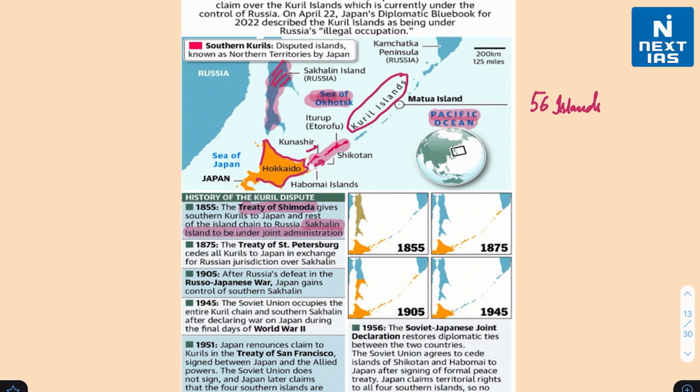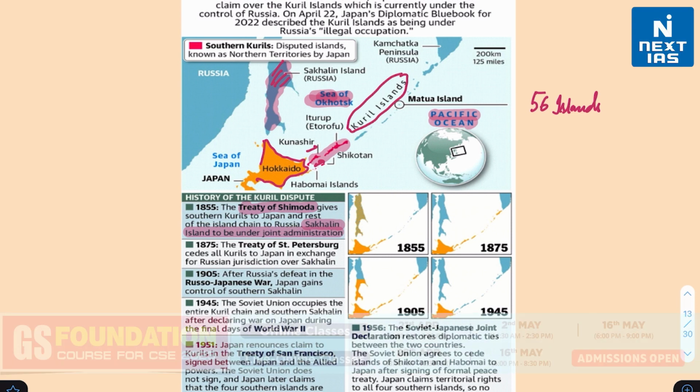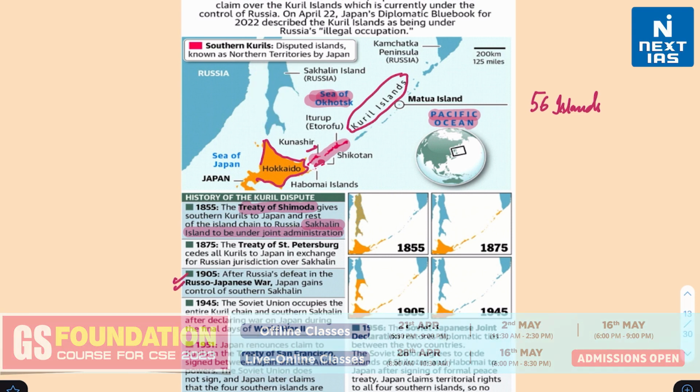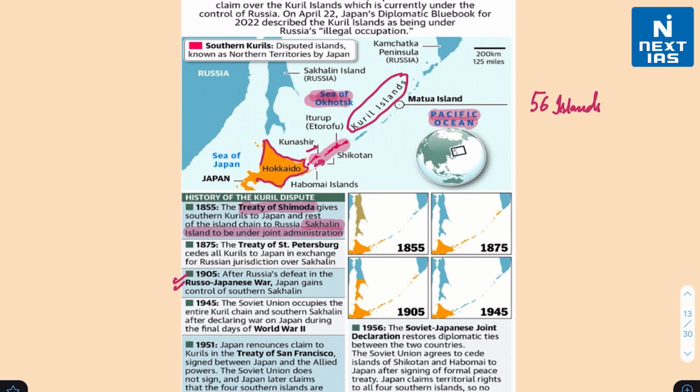Further, in 1875, there was a Treaty of St. Petersburg that gave all of the Kuril Islands to Japan in exchange for Russian jurisdiction over the Sakhalin Islands. Further, in 1905, after Russia's defeat in the Russo-Japanese War, Japan gains control of southern Sakhalin Island. And in 1945, the Soviet Union occupies the entire Kuril chain and southern Sakhalin as well after declaring war on Japan during the final days of World War II.